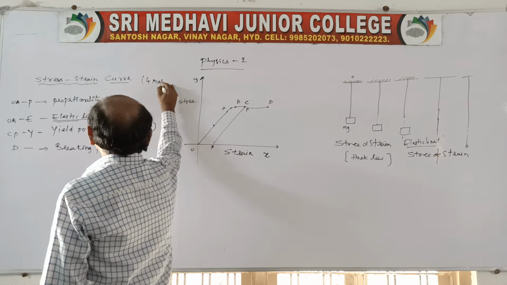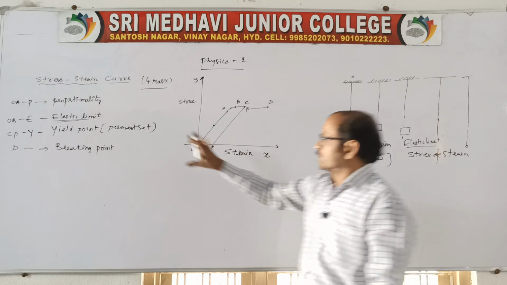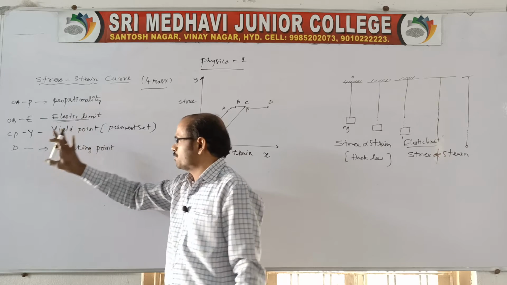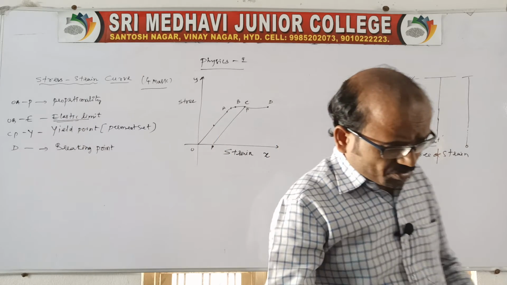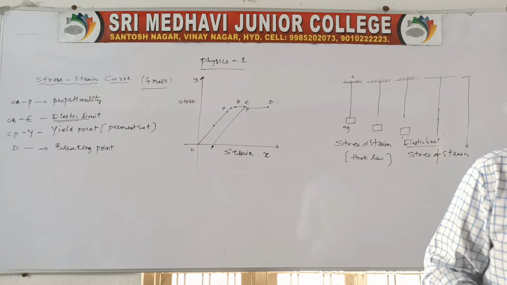In our public examination they will give 4 marks for this. You need to draw a graph and you need to explain these 4 points: proportionality limit, elastic limit, yield point and breaking point. That's all.